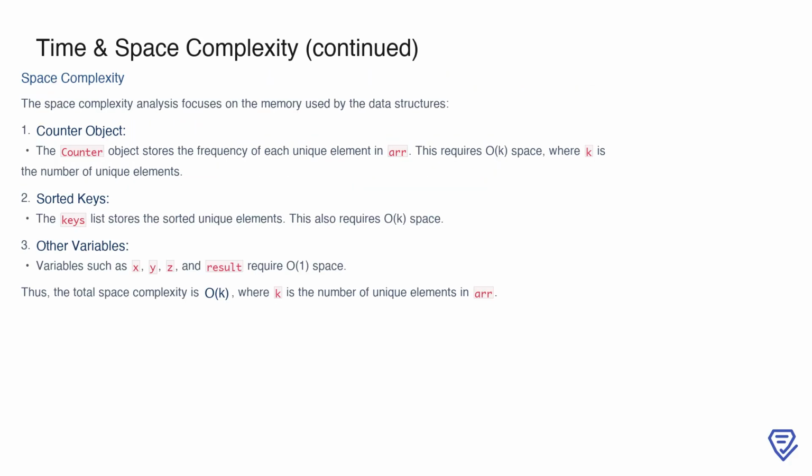The space complexity of our solution is determined by the memory usage of the data structures involved. First, the counter object, which stores the frequency of each unique element in the array, requires O(k) space, where k is the number of unique elements. Similarly, the keys list, which holds these unique elements in sorted order, also consumes O(k) space. Additionally, variables like x, y, z, and result only require a constant amount of space, or O(1). Therefore, the total space complexity is dominated by the storage for the counter and keys, making it O(k), where k is the number of unique elements.